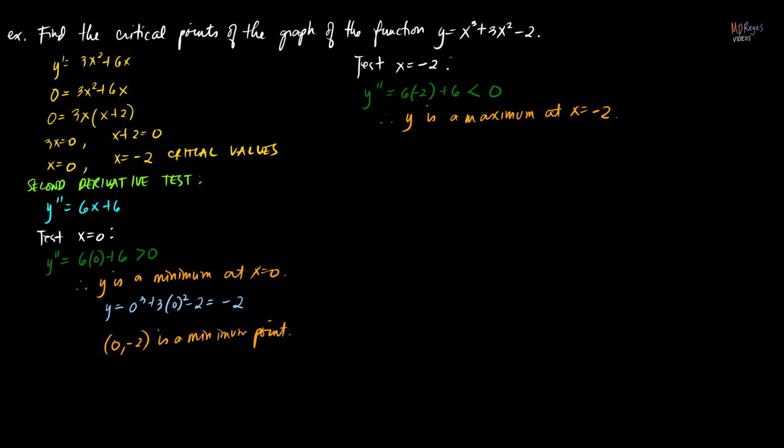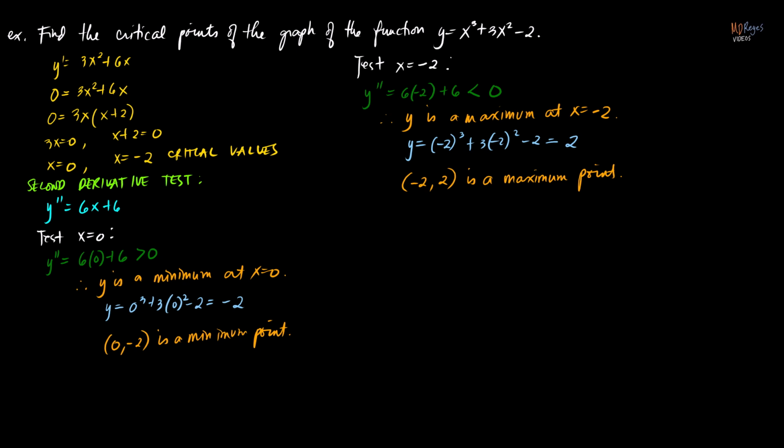All right, so we have to look for the maximum point. So we have to look for the value of y whenever x is equal to -2. From the original function, we substitute -2, so plus 3 times -2 squared minus 2. And we'll get from here y equals +2. So therefore, the point with coordinates (-2, 2) is a maximum point. All right, so we obtain the same answers. So you see the second derivative test is way easier than the first derivative test.